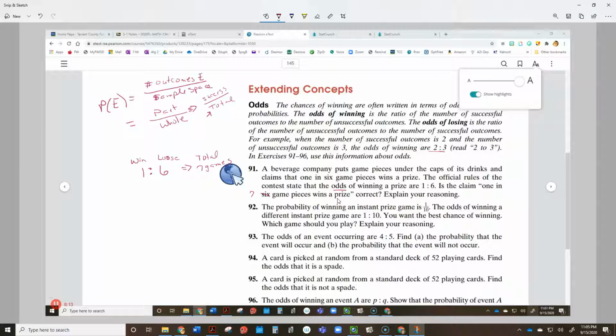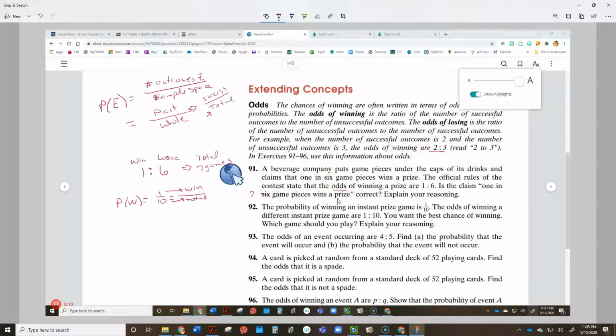So let's do another one. The probability of winning an instant prize game is 1 out of 10. So the probability of winning is 1 out of 10. Now, based on the definition of probability, that means 1 represents a win, 10 represents my total number of games. Because that's how probability is. The number that's in the event, that's 1 win out of your total sample space. So 10 games is my total sample space. That's how probability is defined.